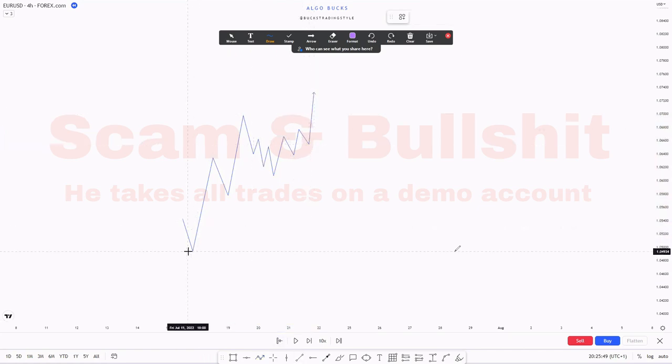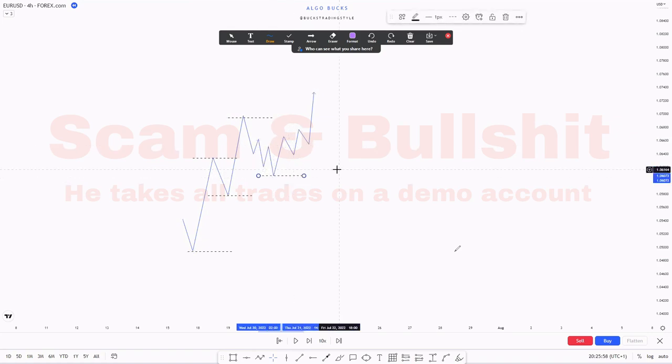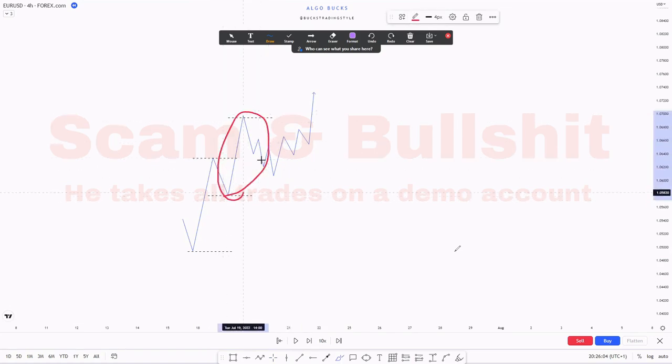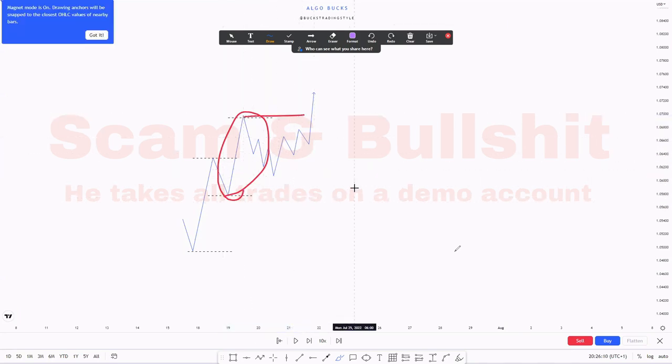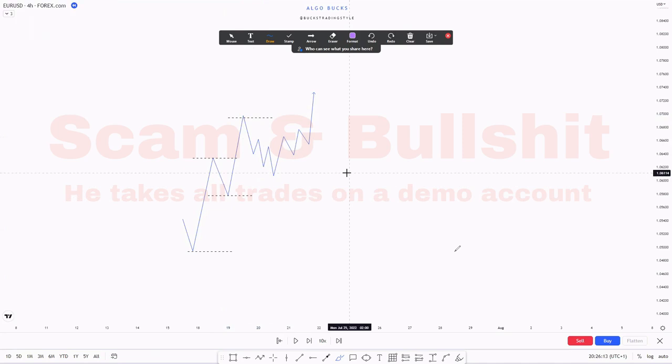When we have this right here, these are external structure low, external structure high, external structure low, external structure high, external structure low. So remember, everything that's happening within this range, before the breakout of the high or the low, is our internal structure. And structural liquidity deals with internal structure.